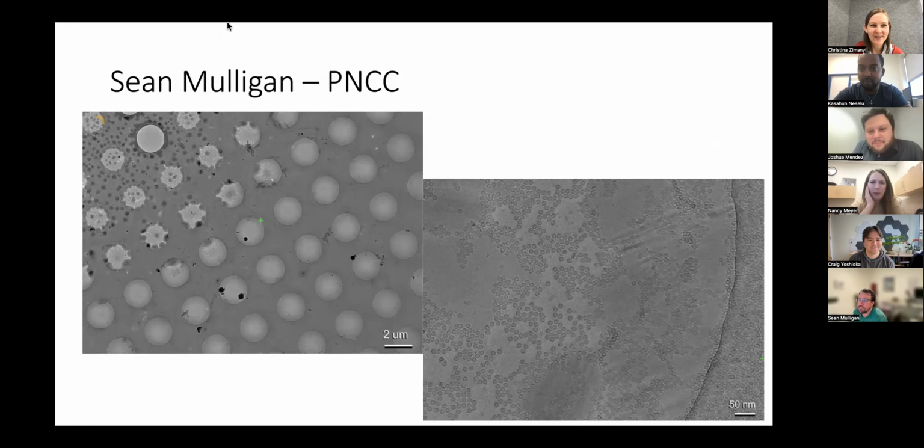Hi, I'm Sean Mulligan from PNCC. I included these 2 pictures because I thought they were interesting. The whole level image, you can see a lot going on. There's some melted areas in the top, and then it goes on to have vitreous ice, which was pretty weird to see something so severely damaged, but then still having a good area on the same grid square. And then the image of the apoferritin particles, as it started to melt, the particles bunched up together and were damaged. And so I thought that was an interesting looking image as well. Thanks.